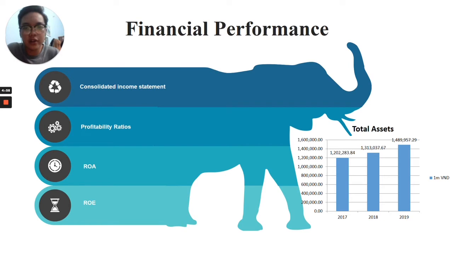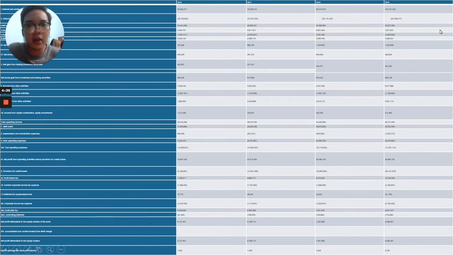And we come to the financial performance part. We have the consolidated income statement, profitability ratios, return on assets, and return on equity. Here we show the total assets of BIDV over the past 3 years, a stable increase in total assets. And now coming to the consolidated income statement, we already show it in the report as a Word file, and this is all of the consolidated income statement that we show.